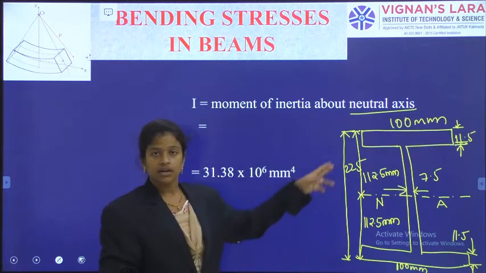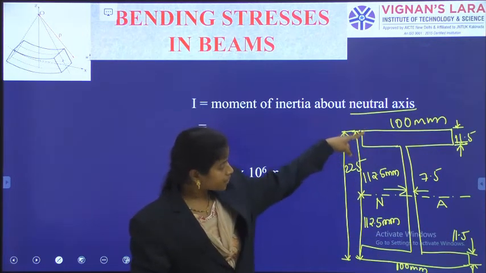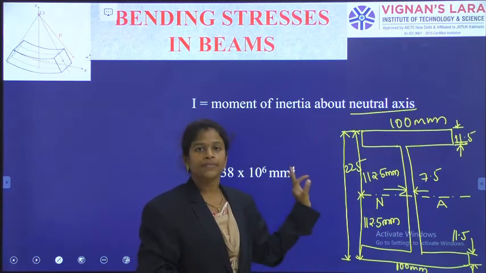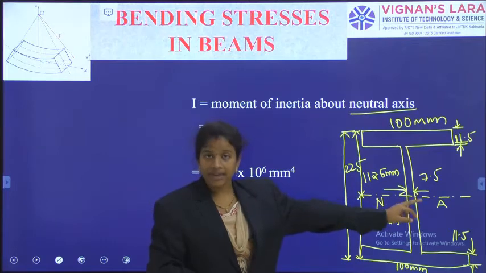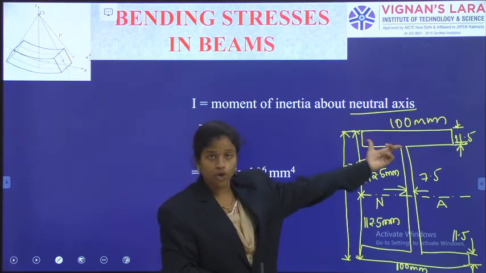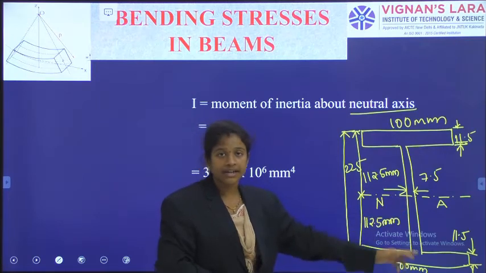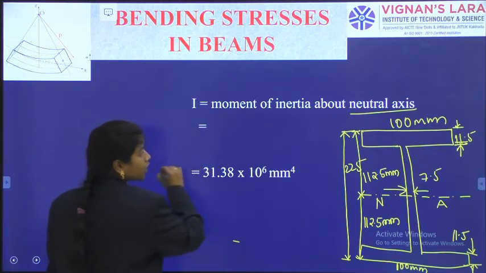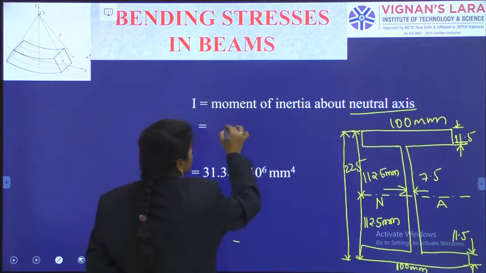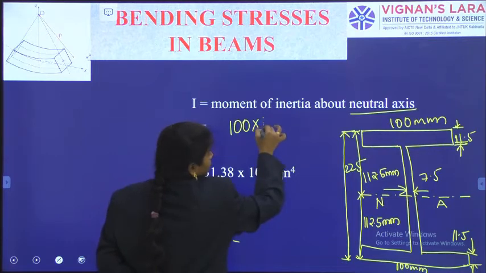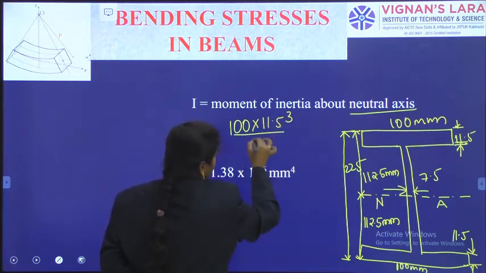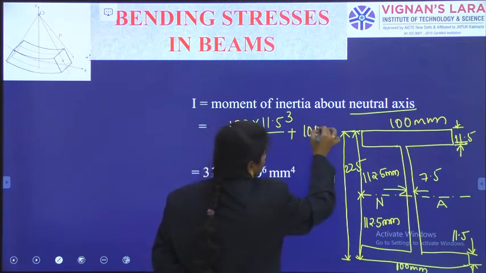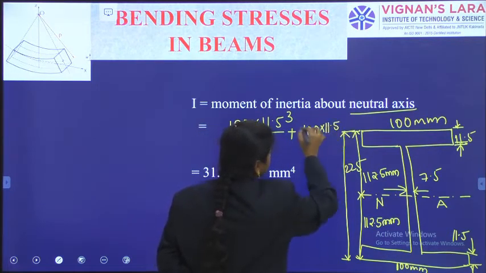So this is the depth of the neutral axis from the top, and the depth of the neutral axis from the bottom, that is overall depth by 2. Now about this neutral axis I am calculating the moment of inertia of the top flange, the bottom flange, and the vertical web. For the top flange about this neutral axis: B D cube by 12 plus area 100 into 11.5.